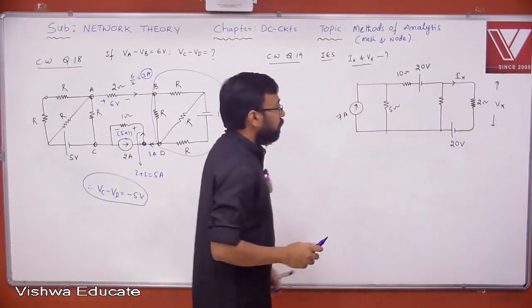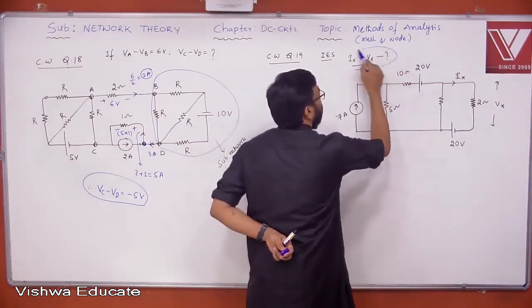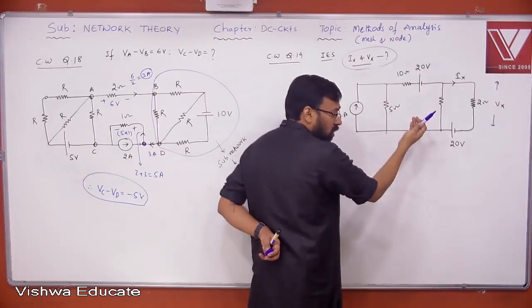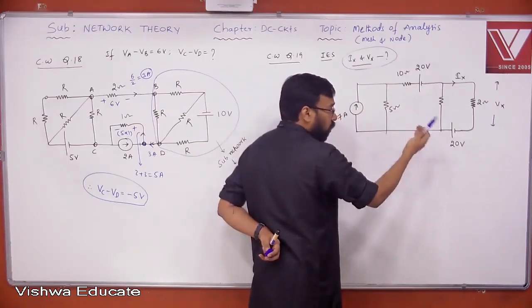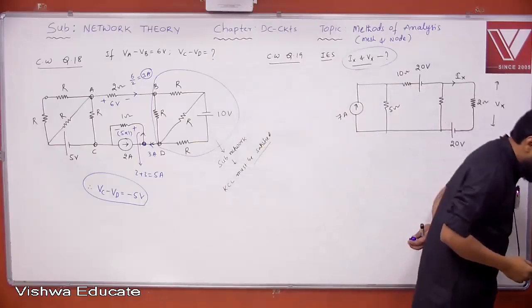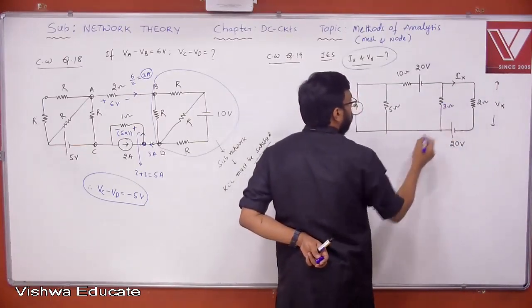Look at this, all of you. So again, Ix, Vx, whatever is asked here, let us keep them aside for a moment. Let us focus on how to solve the network using mesh or node, multi-source network. So this value is actually given as 3 ohm. Please note down 3 ohm.